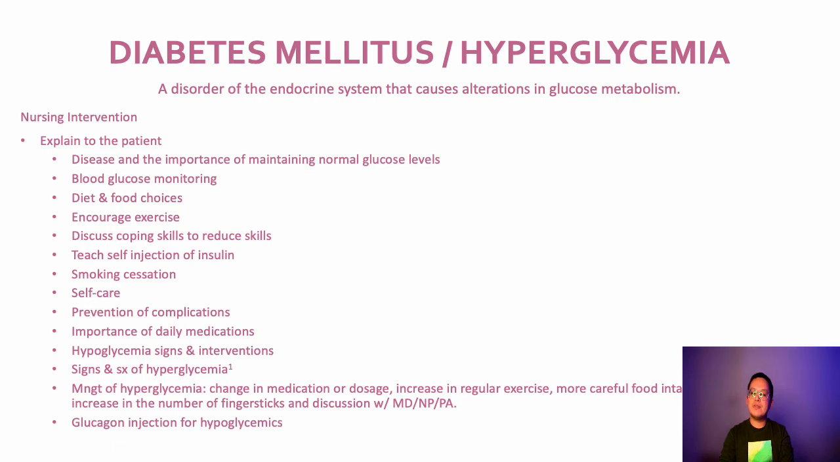Glucagon injections for hypoglycemia. Now, what are the signs and symptoms of hyperglycemia? So the signs and symptoms of hyperglycemia are the following. So first is fatigue. Next is headache, blurry vision, and dry, itchy skin. So patient, these are the signs and symptoms you have to take note of.